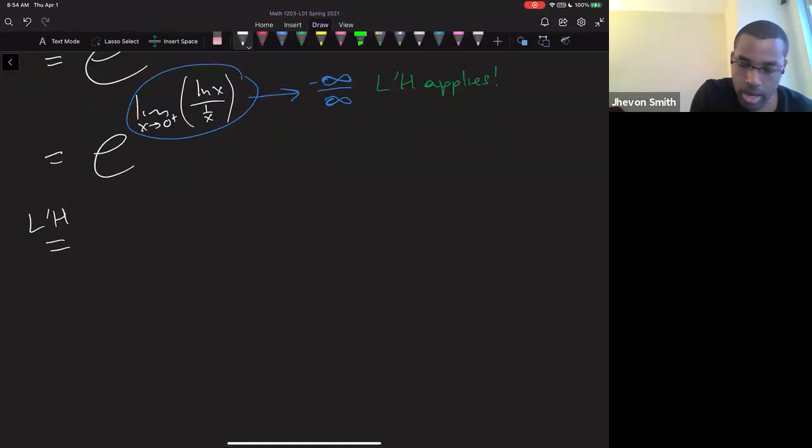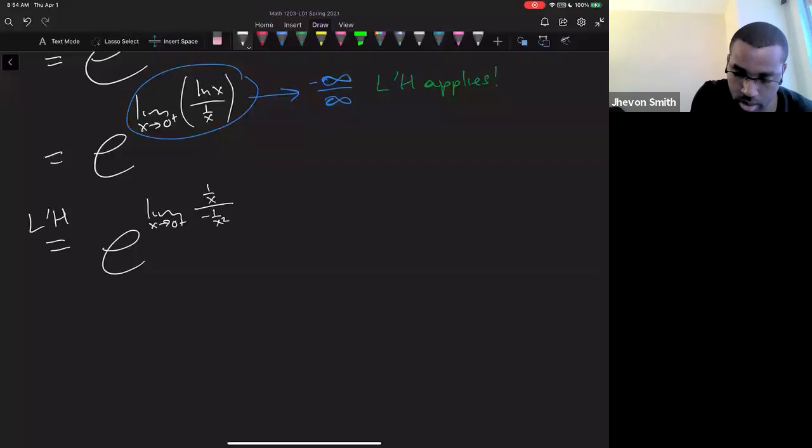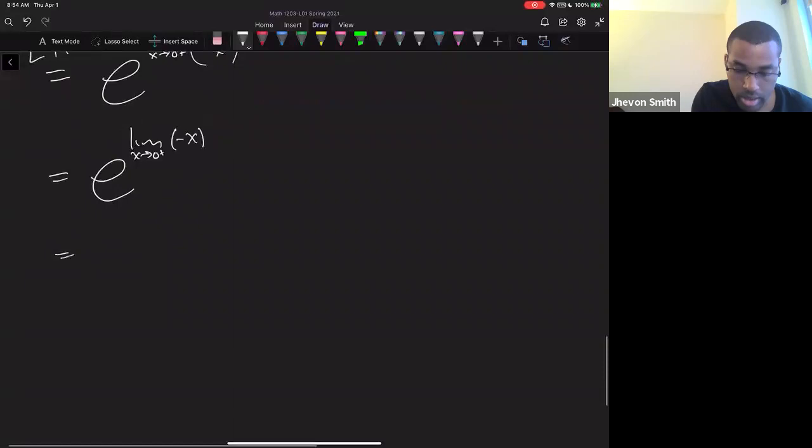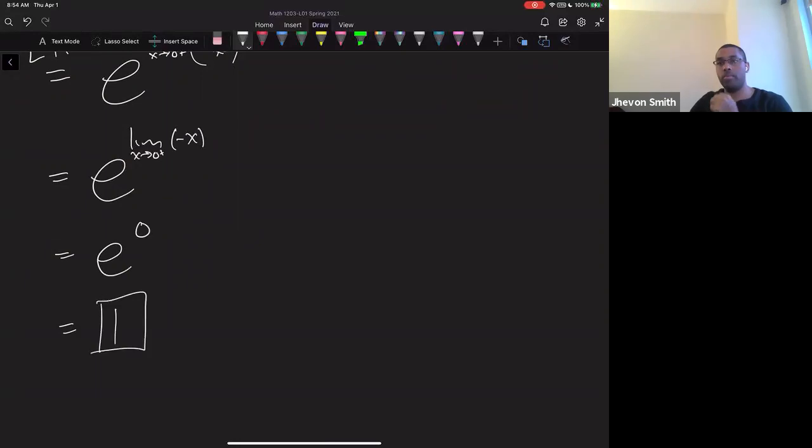here. And then I would get, this is equal to the limit as x approaches 0 plus of 1 over x over minus 1 over x squared. This is going to be equal to e to the limit as x approaches 0 plus of minus x. And this is e to the 0, which is 1. So 1 is actually the answer here. 0 to the 0, if you restrict yourself to approaching from the right, it is actually 1 is the limit.